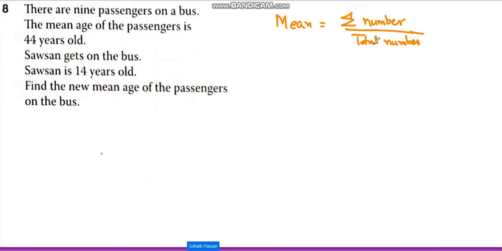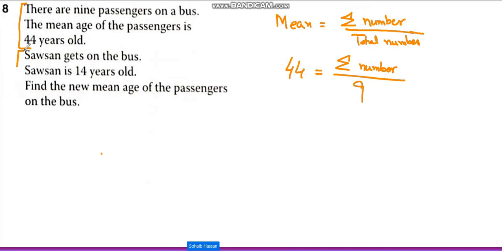So according to their first statement, there are a total of 9 passengers and the mean age of the passengers is 44 years old. So we can write here 44, and the total number was 9 because there were 9 passengers. From this data, we can easily find the sum of their ages. So let's see the next statement.